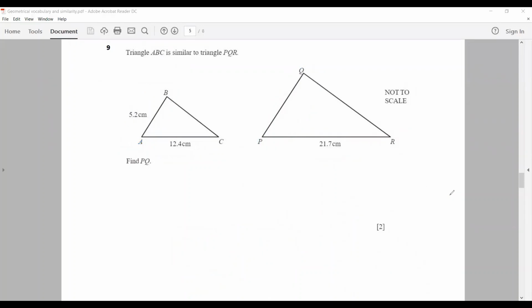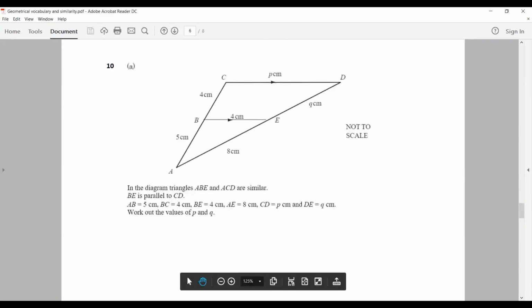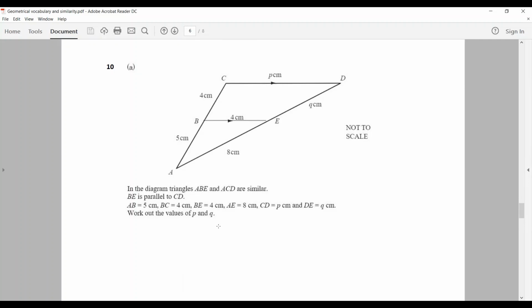Okay, that was an easy question. Question number 10, just be patient. It's going to get harder, I promise you. In the diagram, triangles ABE and ACD are similar. So the bigger triangle and the smaller triangle. Can you see that? This is the smaller one, and this is the bigger one.